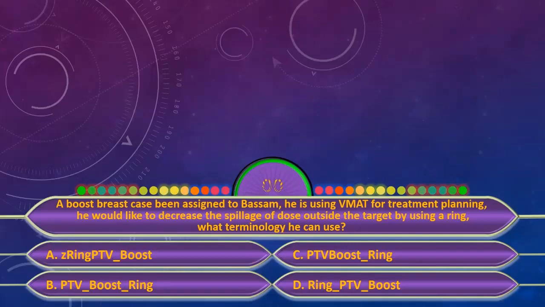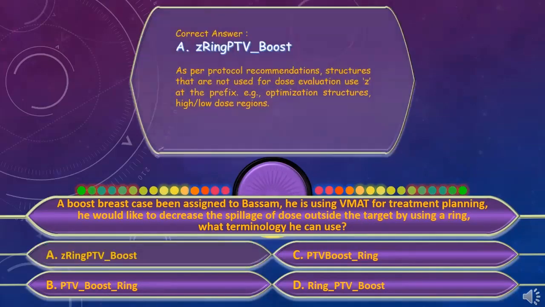And share the results. So we have around 69% who choose A, which is the correct answer. And we will know why. As per protocol recommendation, structures that are not used for evaluation use Z at the prefix. Example, optimization structures, high dose, low dose regions, and ring. And this is the one. Ring, BTV, boost should choose Z at the beginning.